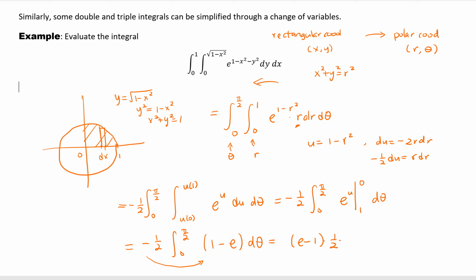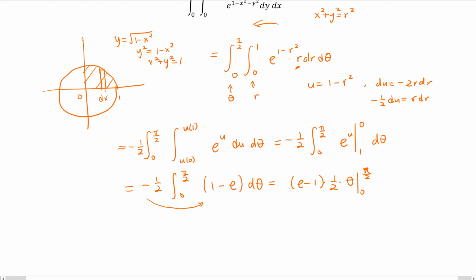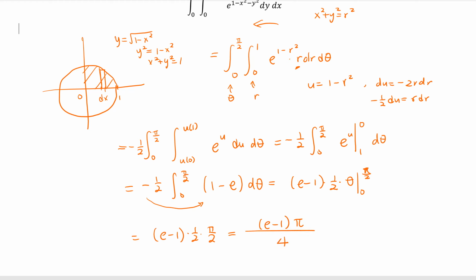And the integral of 1 d theta is just theta, evaluated from 0 to pi over 2. So this is the same as we multiply by pi over 2, because when we plug in 0, it's gone. So this is e minus 1 times pi over 4.